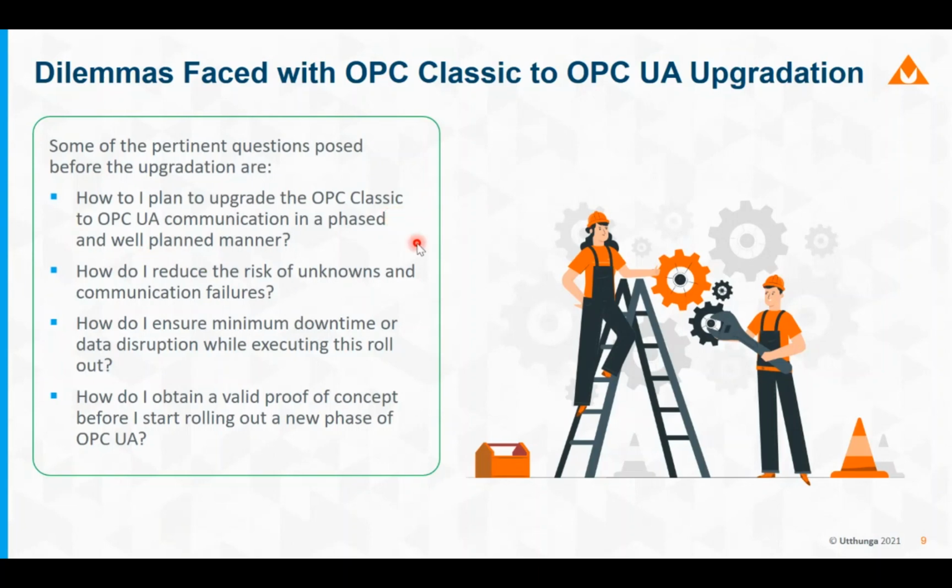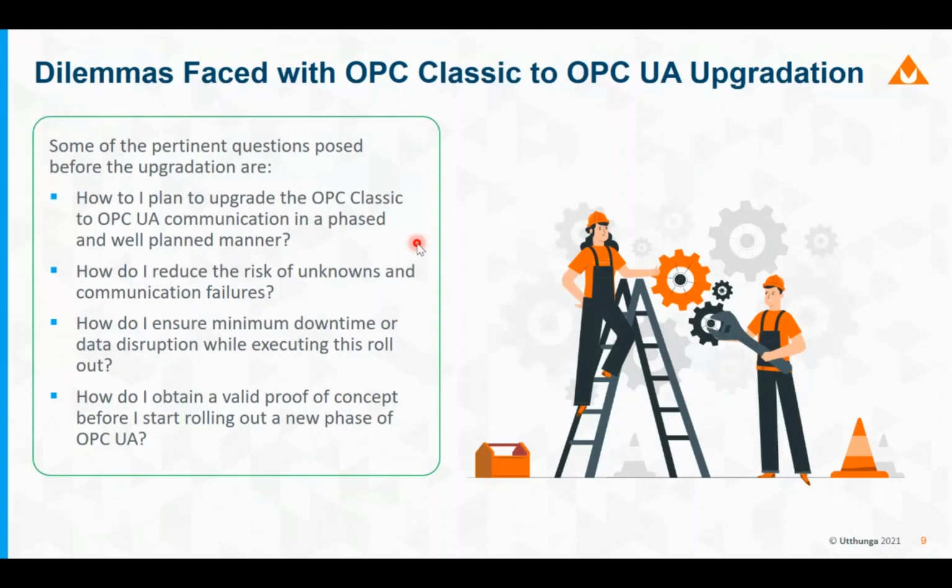Then we tried to remove the OPC Classic client, and that also we did in a redundant manner. We actually added the UA clients and we tested the data for some time. And only when we found that the UA clients are doing the job, then we took care of taking out the classic client.